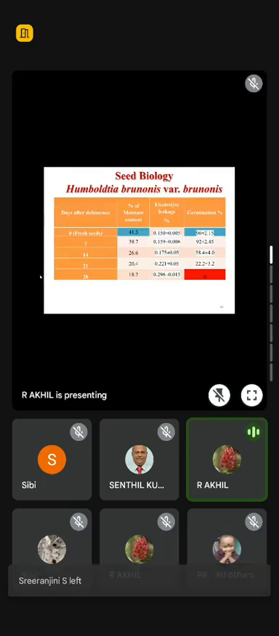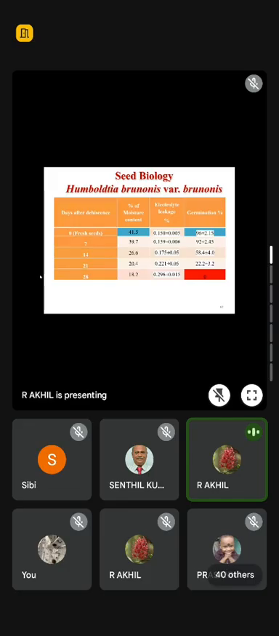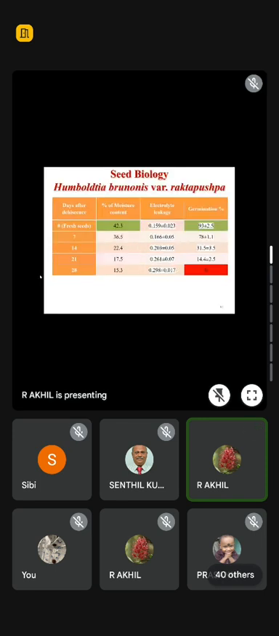Most of the seeds, 96.2 percent, germinated in the freshly harvested seeds. As the days pass, the percentage of germination also decreases. So here in Rectopushpa also, most of the seeds contain more water on the day of harvesting, and electrolytic leakage increases on successive days after harvesting, and it will affect the germination.